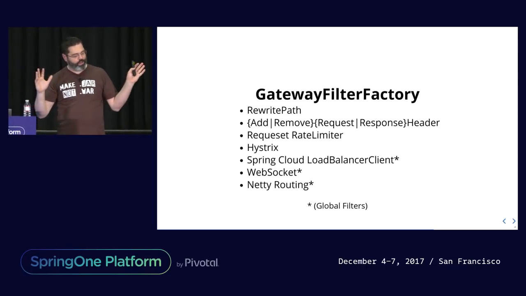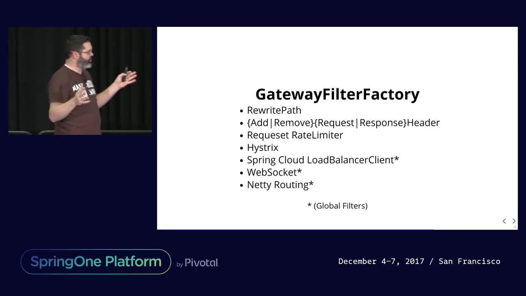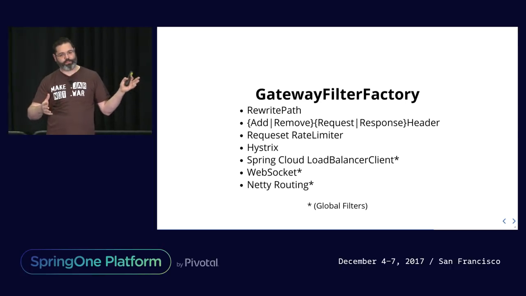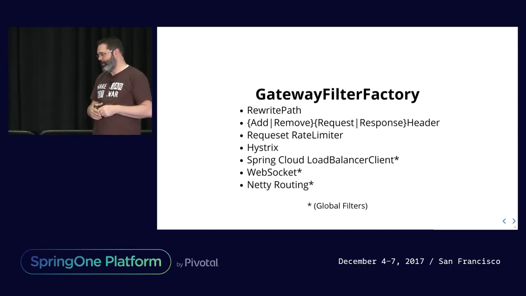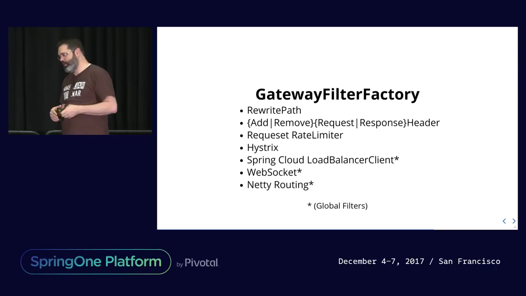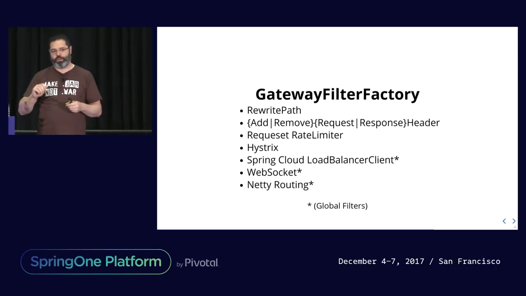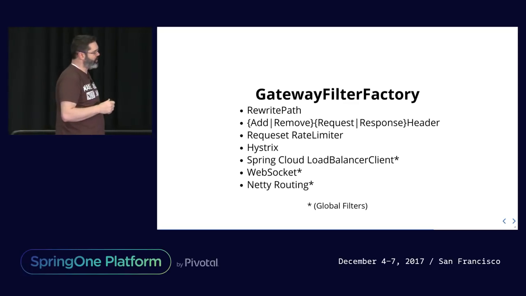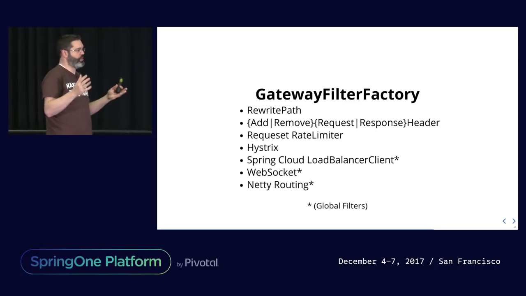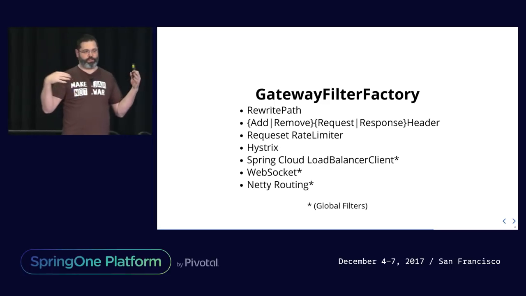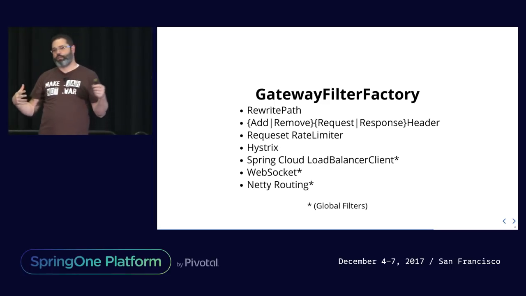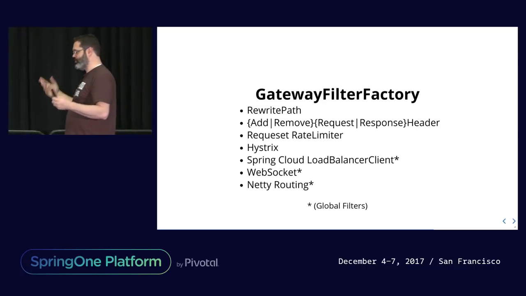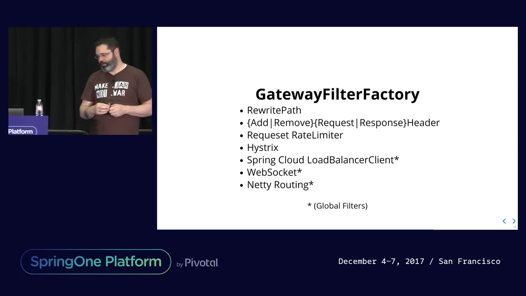I didn't mention this before, but there is a concept of a global filter, and we have a few of those. For example, WebSockets. We have a WebSocket filter. I'll show you a demo of that. And then the filter that currently does the routing is based on Netty. The next milestone will have an option. So currently, what I will show you is based on Netty as the application platform. But in a future version, you could potentially use Tomcat or Jetty to do this as well.